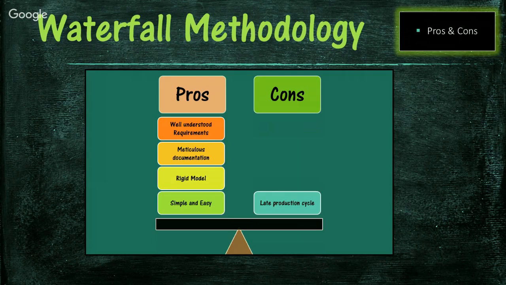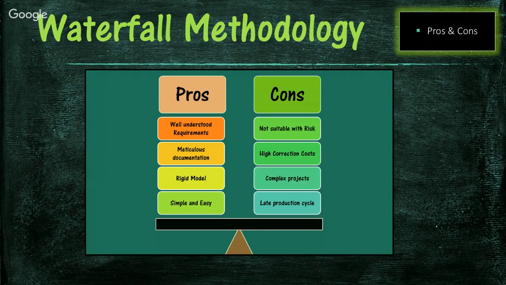The cons and disadvantages of the waterfall model are: no working software is produced until late during the life cycle. It's not a good model for complex and long projects. The cost of fixing defects is very high when detected at a later stage, and it is not suitable for projects where requirements are at risk of changing.